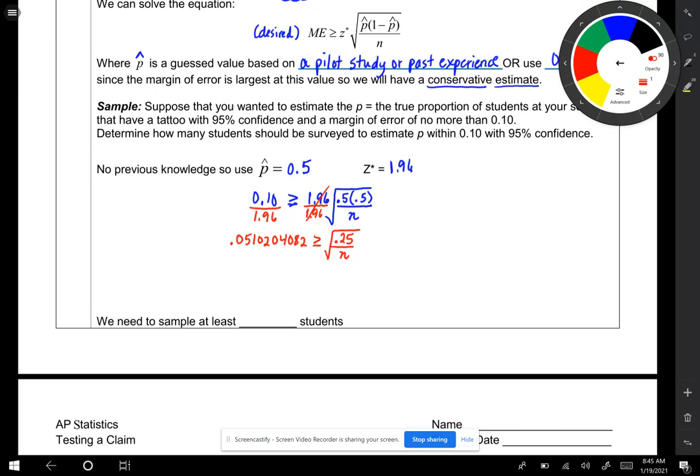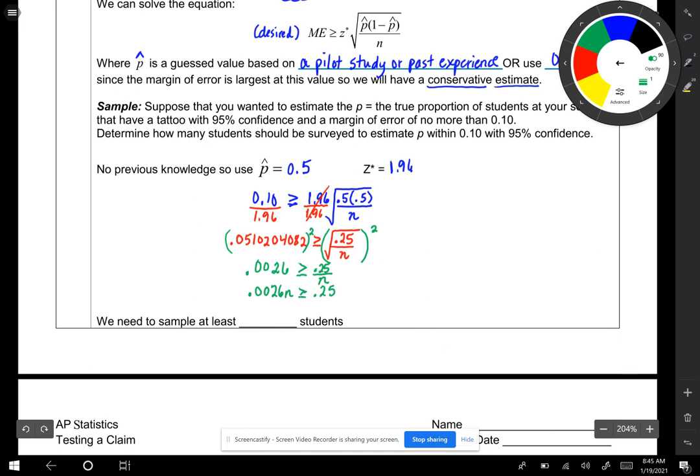The next thing you want to do is eliminate the square root. So you want to square both sides. And that gets rid of the radical. Squaring the left side will give us, and at this point you don't have to worry too much about decimal places, 0.0026 is greater than or equal to 0.25 over n, because you eliminated the radical by squaring both sides. And now all I did was I cross multiplied. So I got 0.0026n is greater than or equal to 0.25.